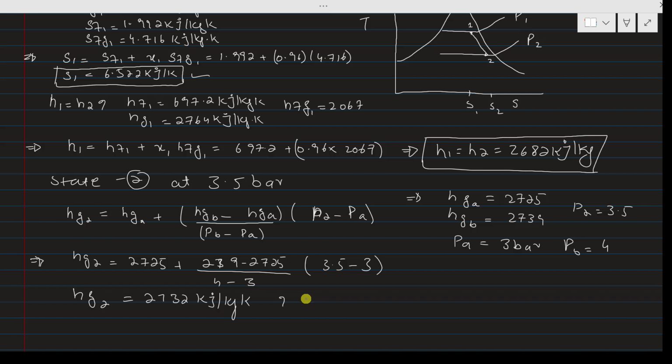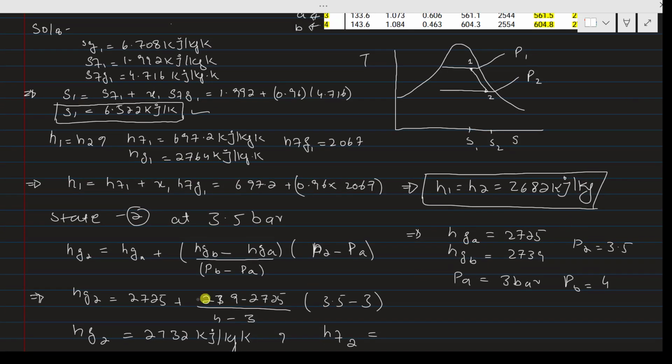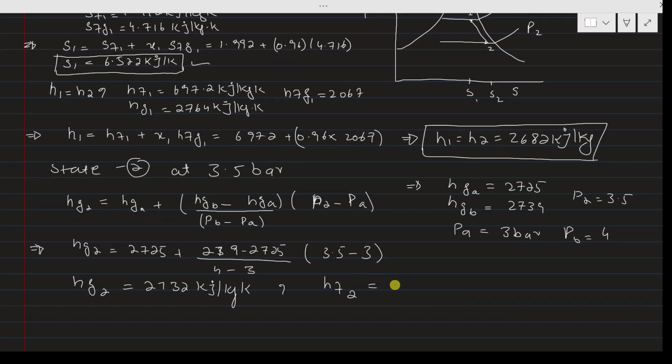Similarly, you will use the same interpolation formula, just change the variables. What we need to determine is the Hf2 value. So after interpolating and getting the values from the associated steam table and putting them in this interpolation formula, you will get the Hf2 value. I am writing the final answer that we get from the interpolation, that is 583.2 kilojoule per kg K.